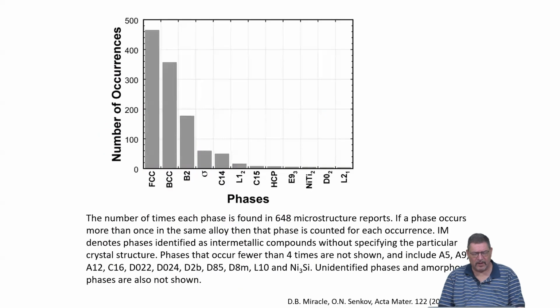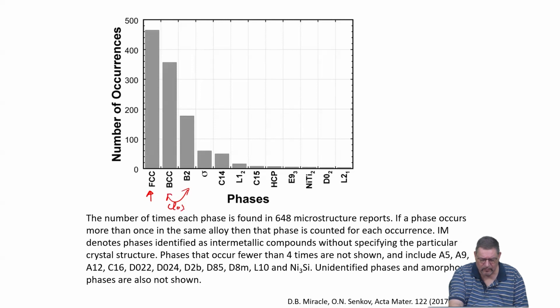This is the phases, or number of occurrences of different phases. And as you can see, FCC is really the most abundant one. And you know that BCC and B2 are closely related, B2 being an ordered phase with BCC structure. And all the others are rather rare.